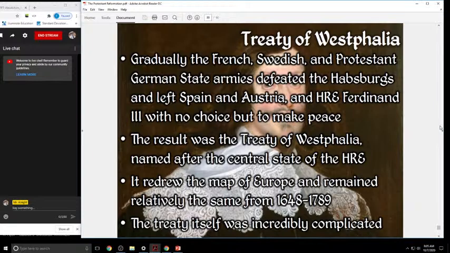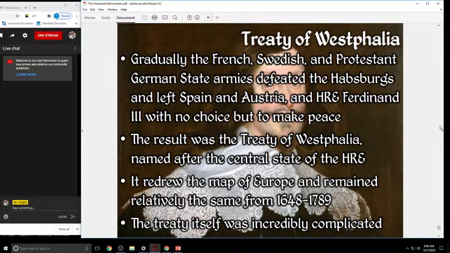And they left Spain and Austria, and the Holy Roman Emperor, now Ferdinand III, who is the new Holy Roman Emperor because Ferdinand II died, with no choice but to make peace. It basically forces Spain, Austria, and the Holy Roman Emperor under Ferdinand III to make peace with the Protestant forces.